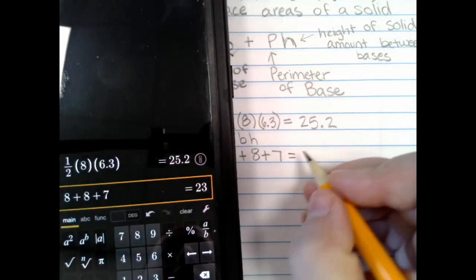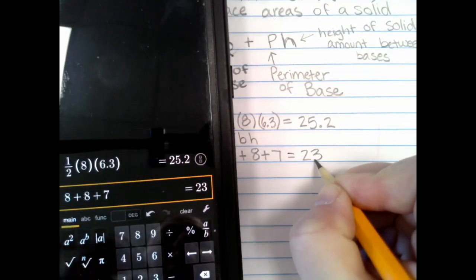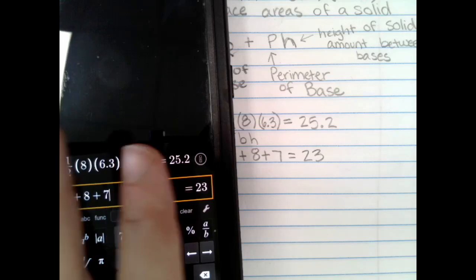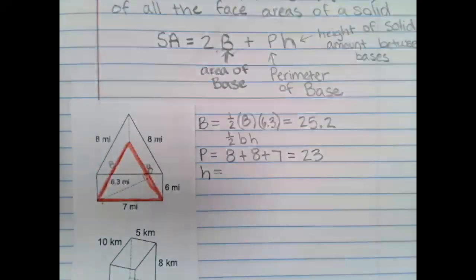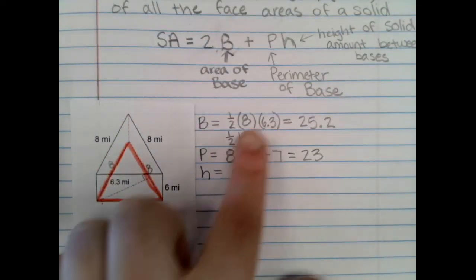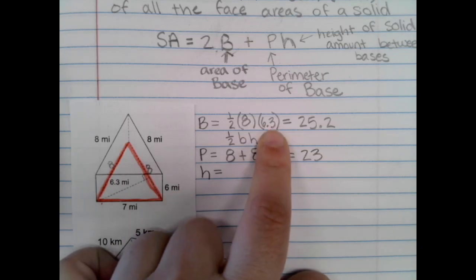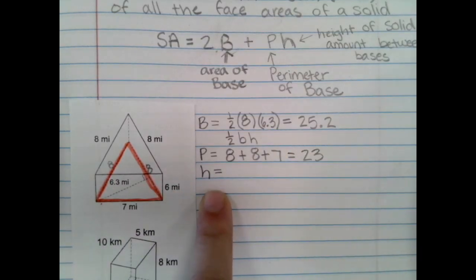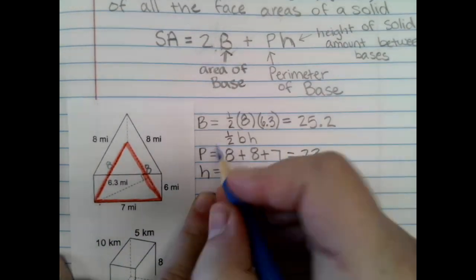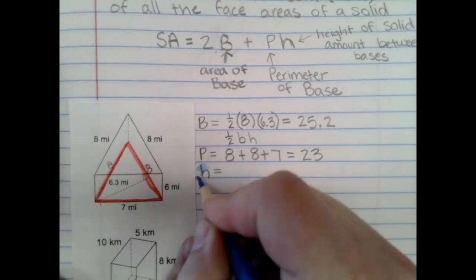We get 23. So that's our perimeter. And then our last step here is to find the height. What's a little silly is we already found the height, but that was the height of the triangle. This H is the height of the prism. So it's the space connecting the triangles.